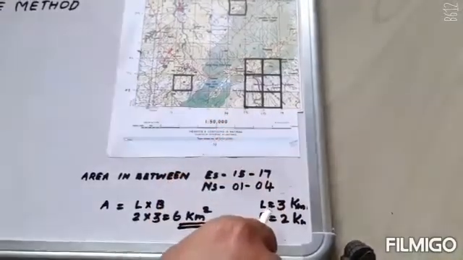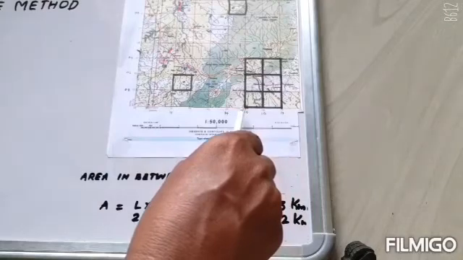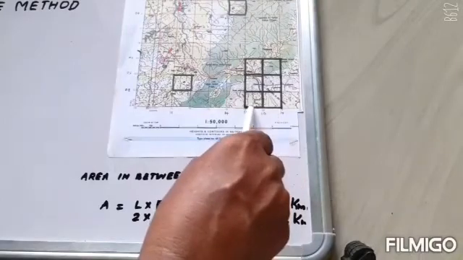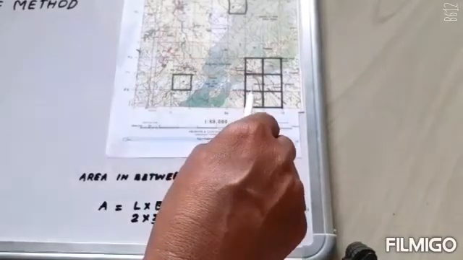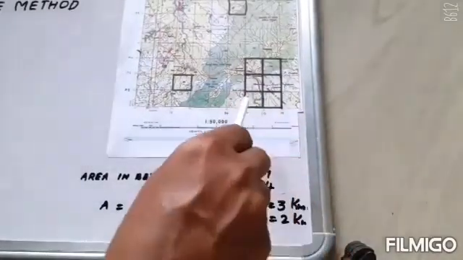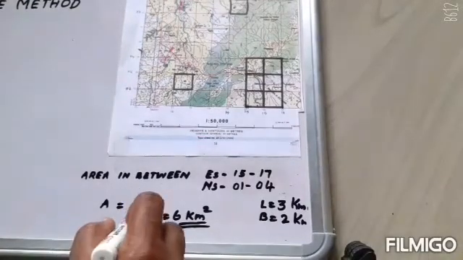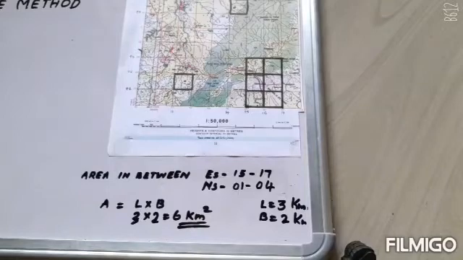Next we can see how many squares there are in between Eastings 15 and 17. 1, 2. Breadth B is equal to 2 kilometer. L is equal to 3 kilometer, B is equal to 2 kilometer. So, area is equal to 3 into 2 is equal to 6 kilometer square.